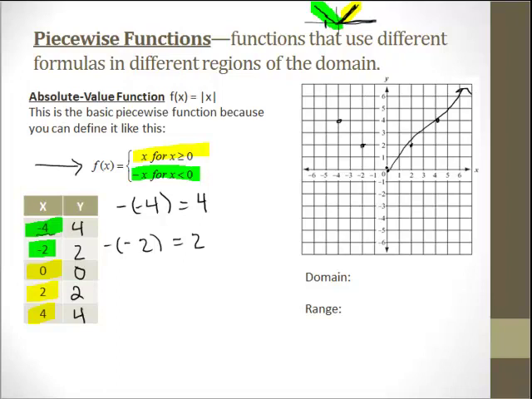Oh, that's supposed to be a straight line, okay? So this is your absolute value function. The domain would be all real numbers. The range would be 0 to infinity.